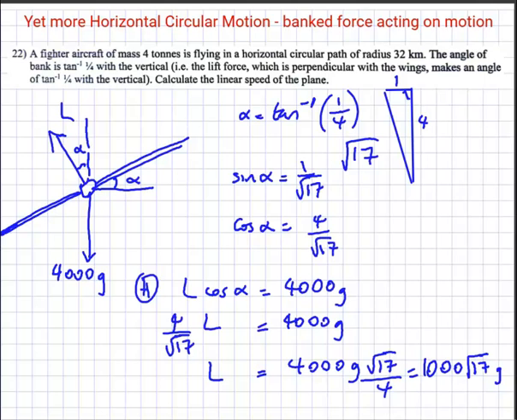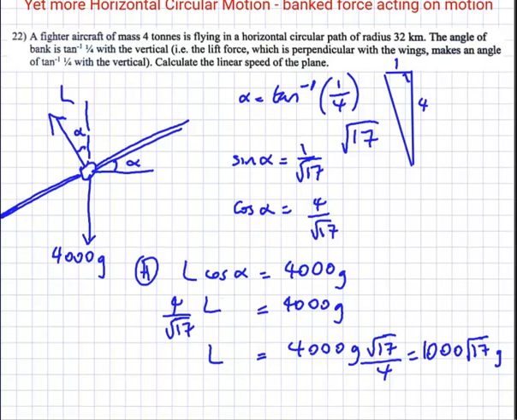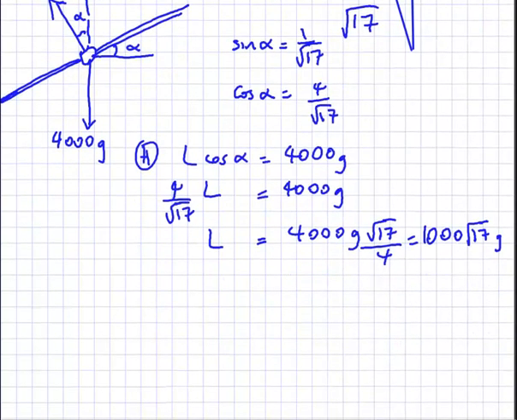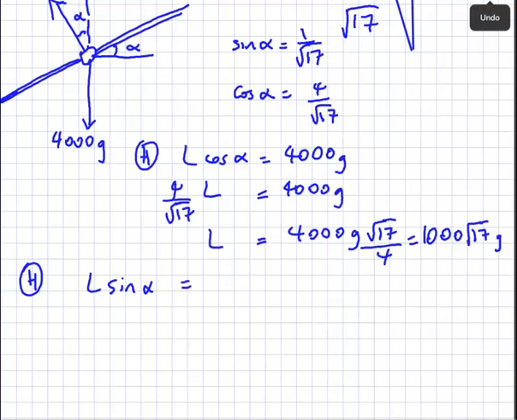Now we want to work out the linear speed. So what is the linear speed of the plane? So we're now going to look at the horizontal component of that lift, because that lift is perpendicular to the wings. So there is a horizontal component of that lift. Okay, so L sine alpha is going to be that force acting towards the center of the circular motion, and that is going to equal, now we could use m r omega squared, but here we're asked for the linear speed, so that's our tangential velocity, so we're going to use m v squared over r.